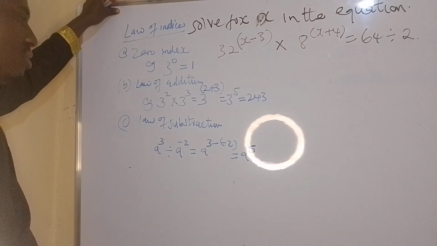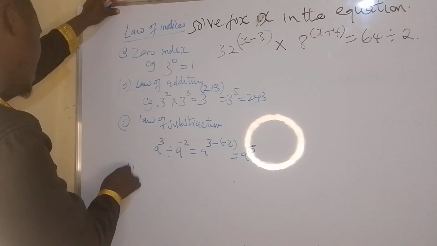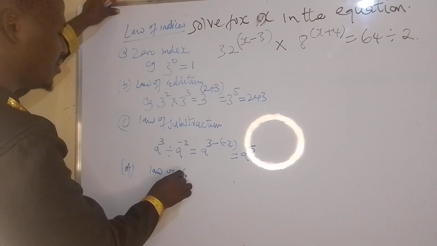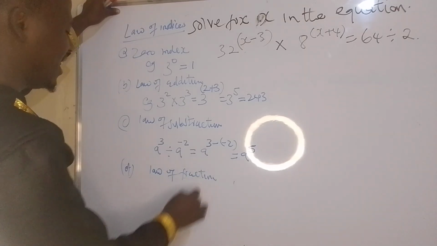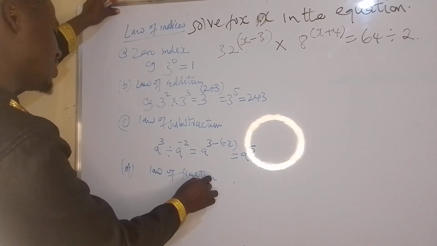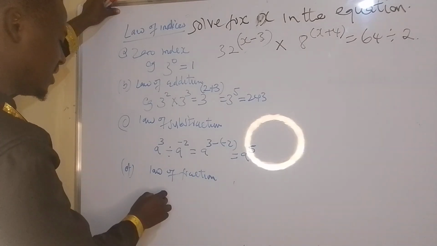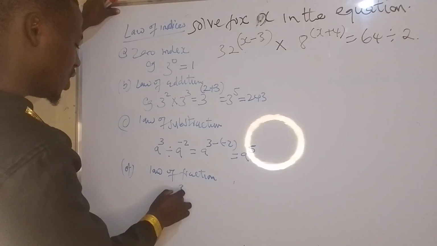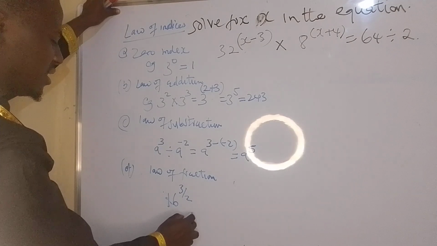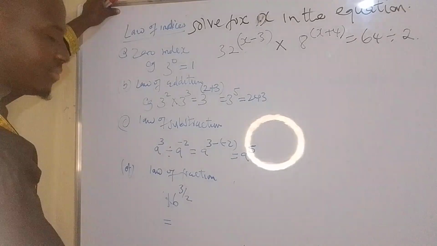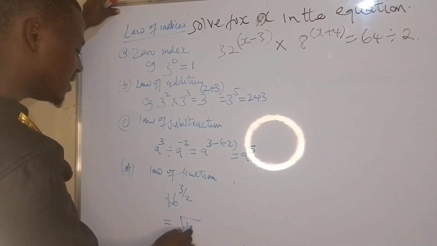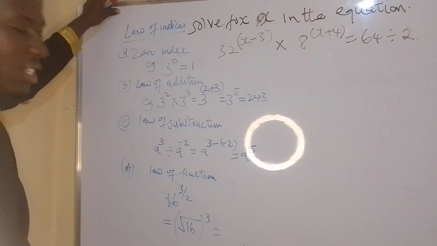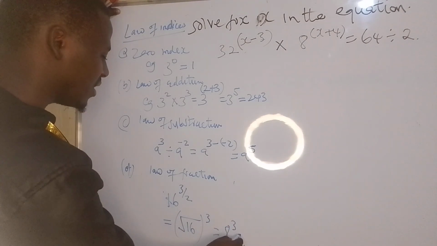What about when a number is raised to a fraction? I'm talking about the law of fractions. A number is raised to a fraction, for example, something like 16 raised to power 3 over 2. This one is going to give you the square root of 16, then you raise it to 3. The square root of 16 is 4. Then 4 raised to power 3.